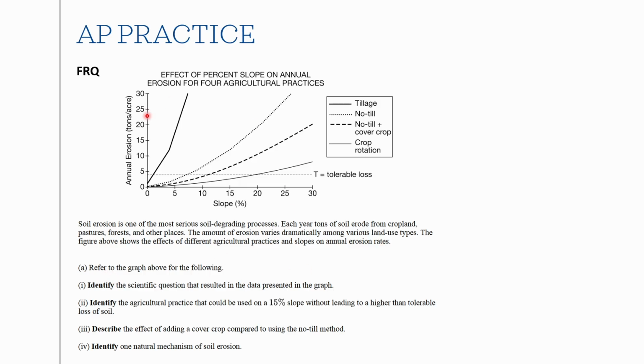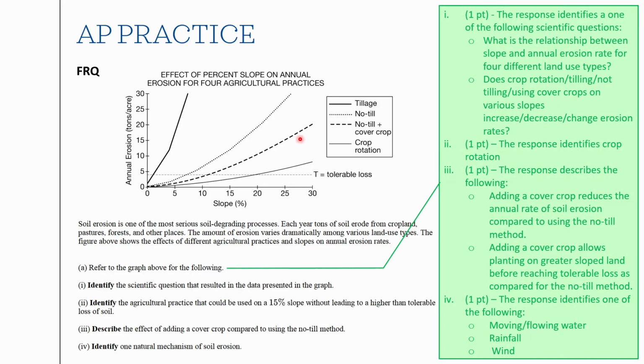Part A, refer to the graph. Number 1, identify the scientific question that resulted in the data presented above. Well, your scientific question would be something like this: What is the relationship between slope and annual erosion rate? Or, does crop rotation, tilling, not tilling, using cover crops on various slopes increase, decrease, or change erosion rates? Those would be appropriate scientific questions to come up with.